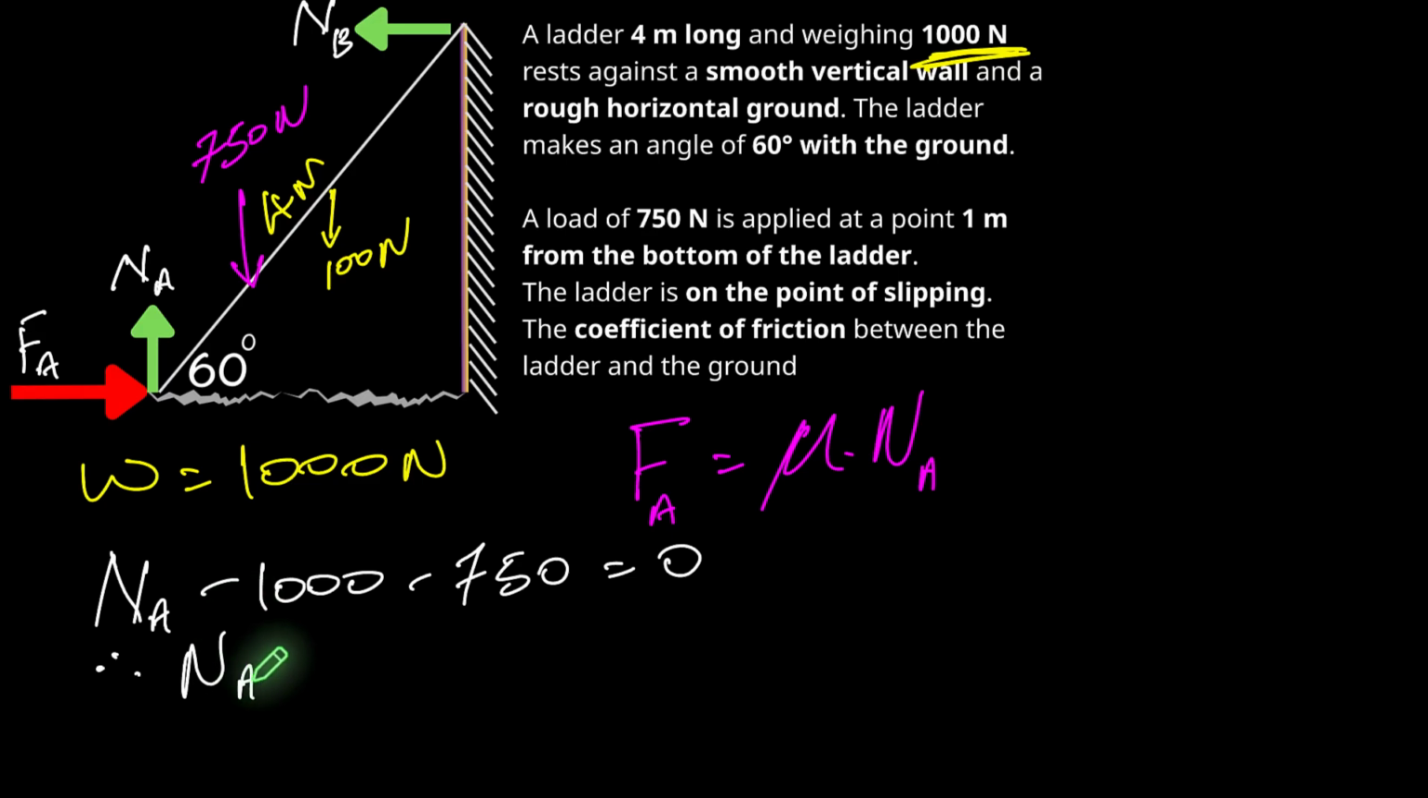So if we were to solve this then, NA would be equal to 1750 newtons. So that's our normal reaction there at the ground, which is pushing up.